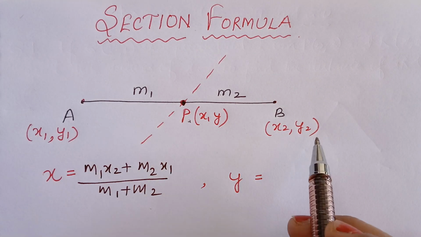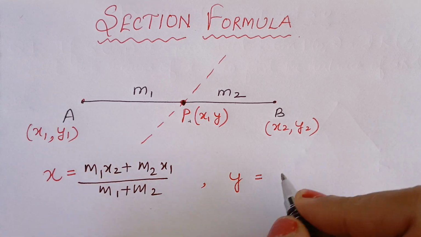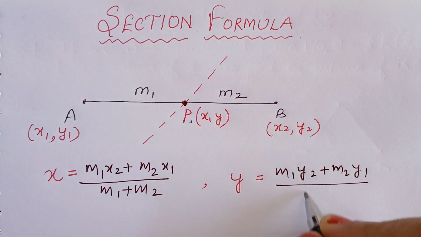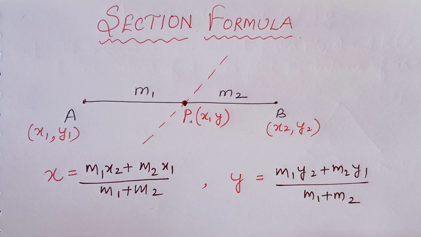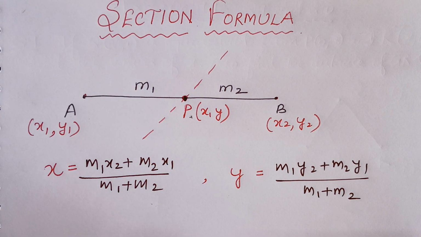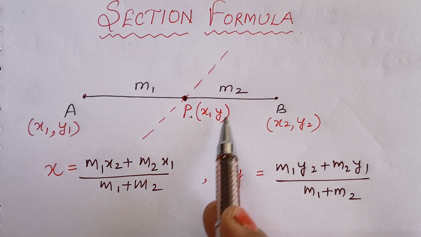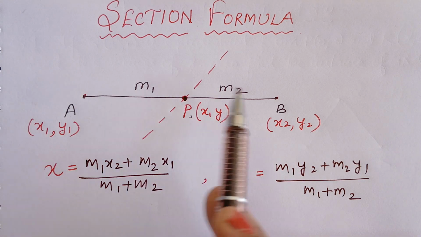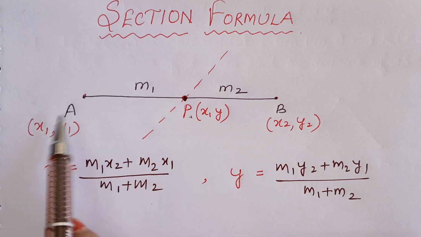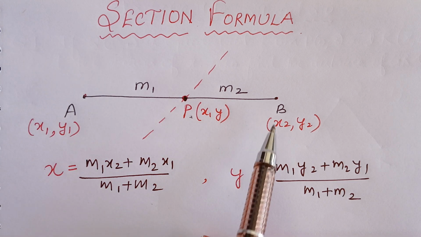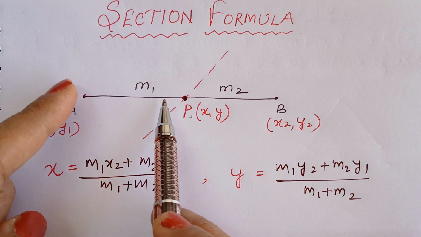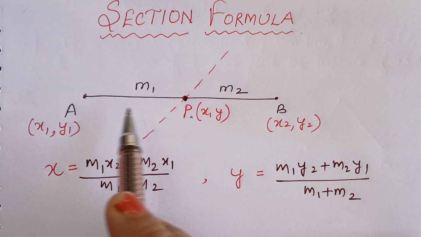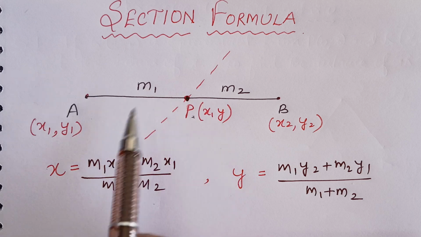Similarly for y we will be using the y coordinates: m1 y2 plus m2 y1 divided by m1 plus m2. So this is section formula. Using this we can find the coordinates of this point P which is dividing the line in the ratio m1 is to m2. Suppose the line is 5 centimeter and this is dividing in the ratio of 2 is to 3. So it means here it is 2 centimeter, here 3 centimeter. This is the meaning of dividing it in the ratio.